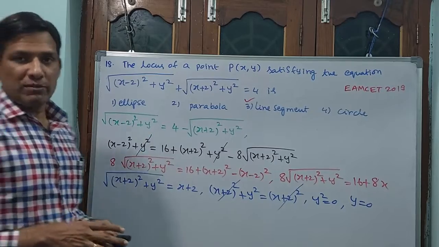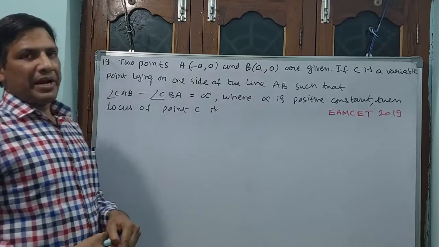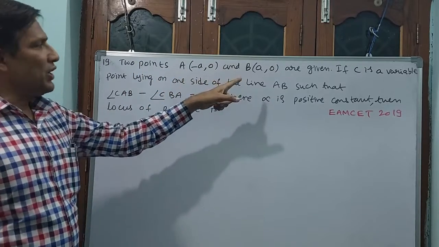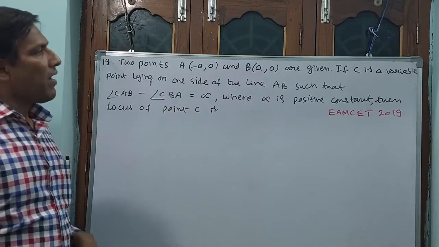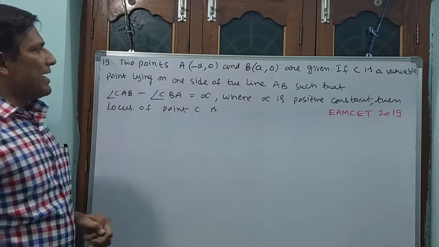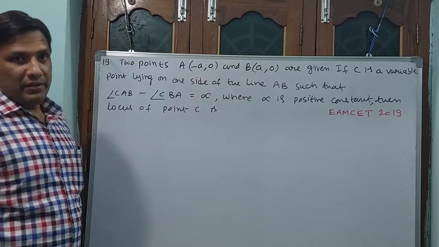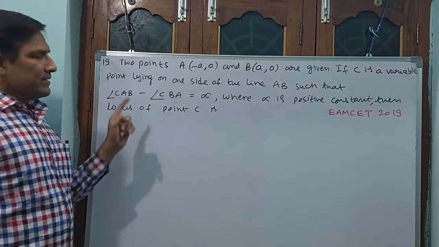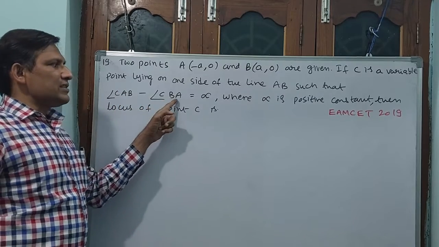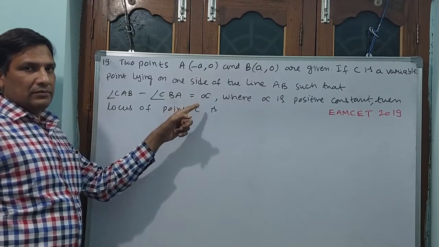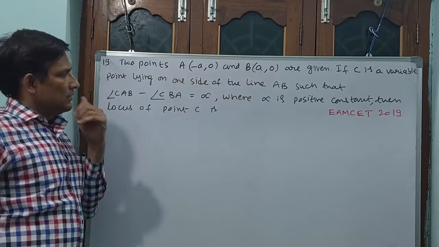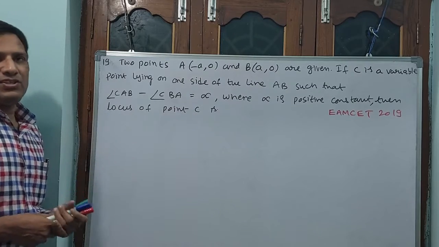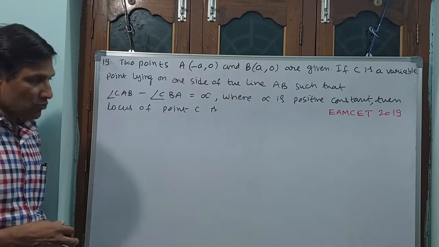Take this, we will go for question number 19. Okay, see question number 19. Two points A(-a, 0) and B(a, 0) are given. If C is a variable point lying on one side of the line AB, I will draw the diagram first to understand the question, such that angle CAB minus angle CBA is equal to alpha, where alpha is a positive constant, then the locus of point C is what they are asking. This question was asked in EAMCET 2019.